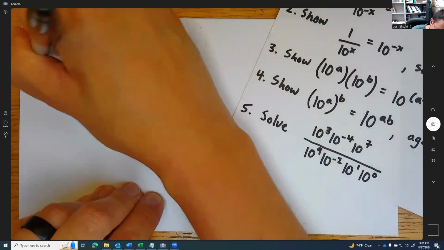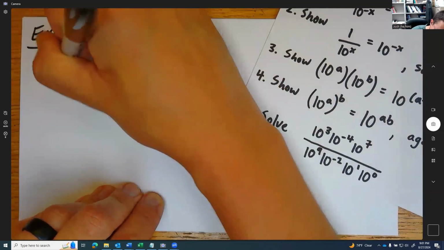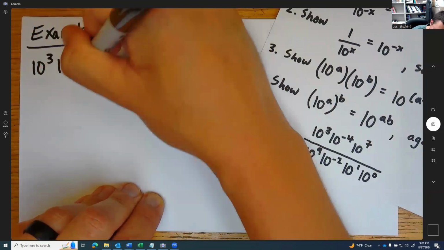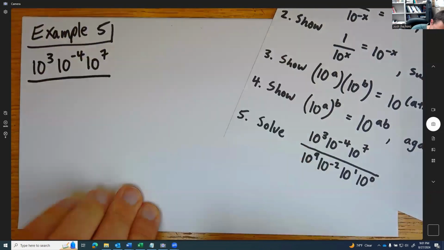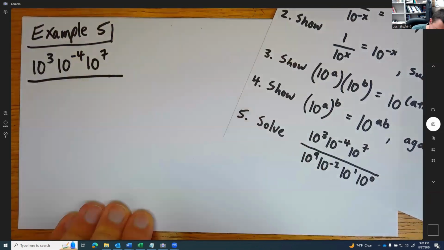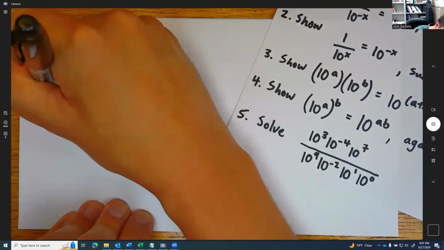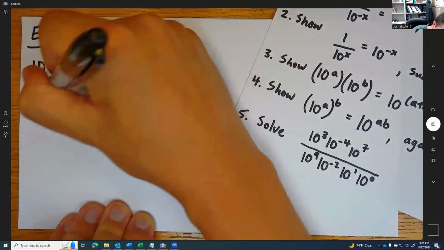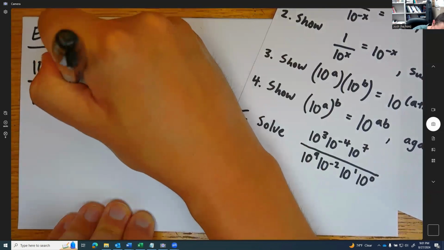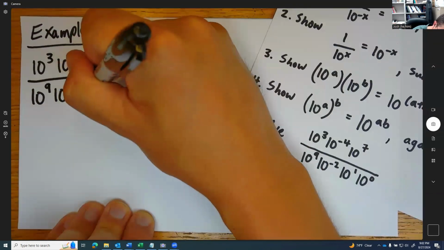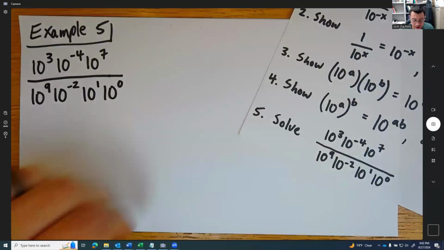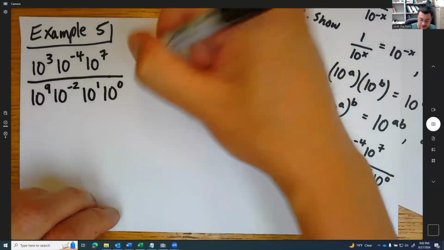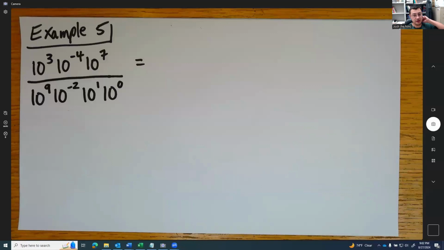We're going to solve 10 to the 3rd power times 10 to the minus 4, 10 to the 7th power. And then underneath, make that a little longer. We had 10 to the 9th, 10 to the negative 2, 10 to the 1, 10 to the 0. All right. And we're going to solve that.